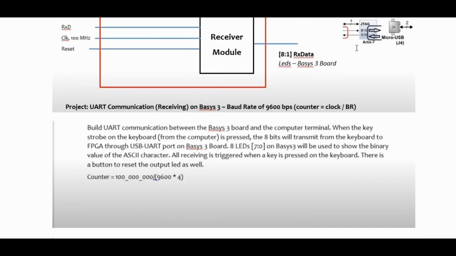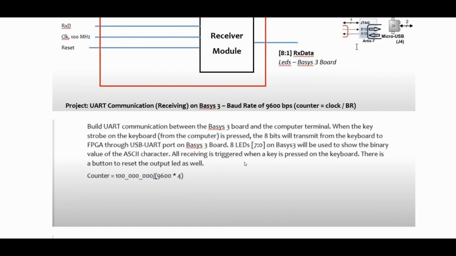Now we will get a little bit into the theory. UART communication, basically we are missing the basics. Baud rate is nothing but the rate of data receiving, which is 9600 bps. Baud rate is simply the rate of data transmitting. So this UART communication is between the Basys 3 board and the computer terminal.